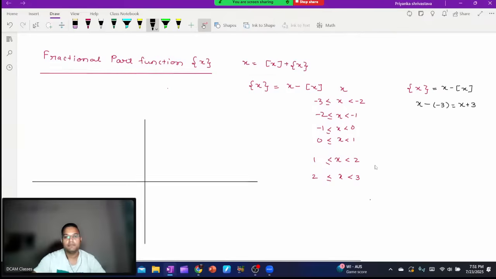Again, I'm telling beforehand that you need to have the knowledge of straight lines to draw this properly, because if you draw the graph in this range, you will have to draw the graph of y equal to x plus 3. Straight line.